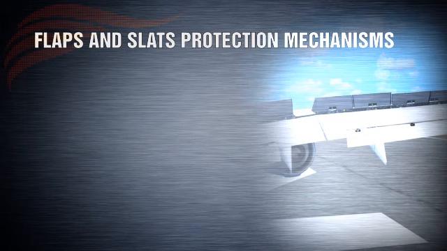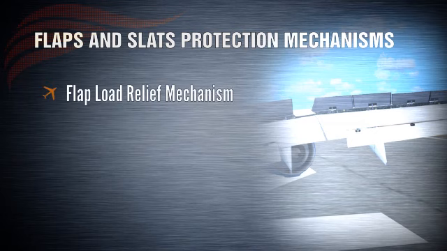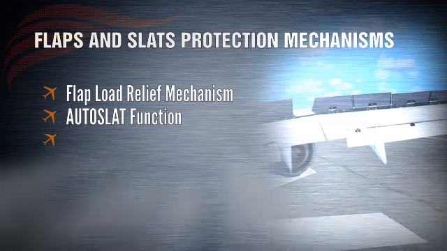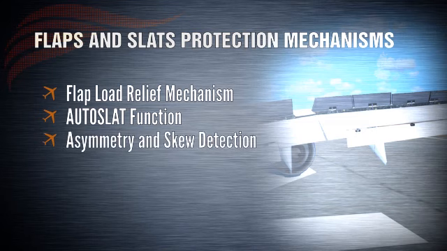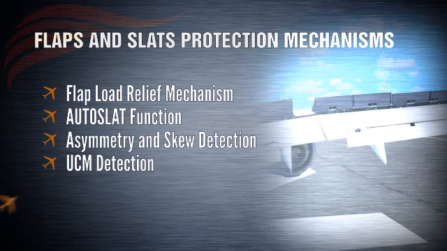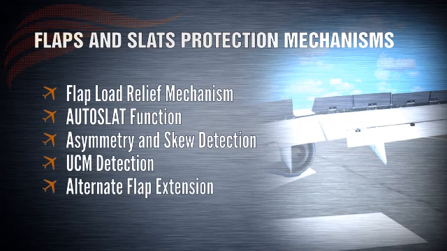Flaps and slats have several protection mechanisms. It's important to understand a few of these in particular: flap load relief mechanism, leading edge auto slat function, asymmetry and skew detection, uncommanded motion detection, and trailing edge alternate flap extension.